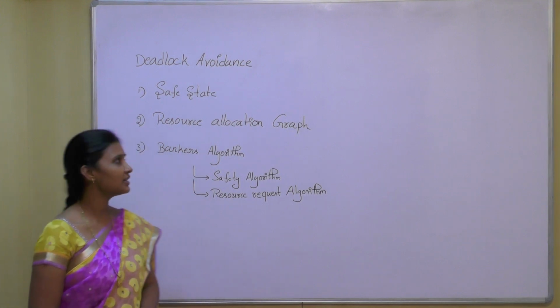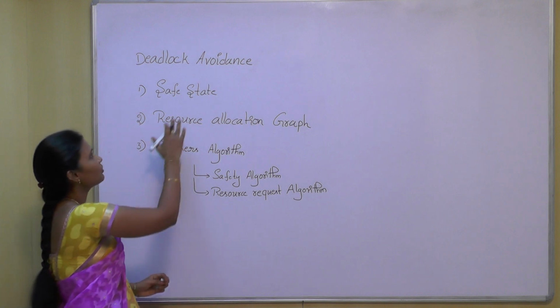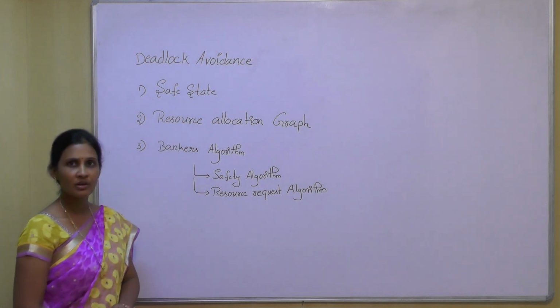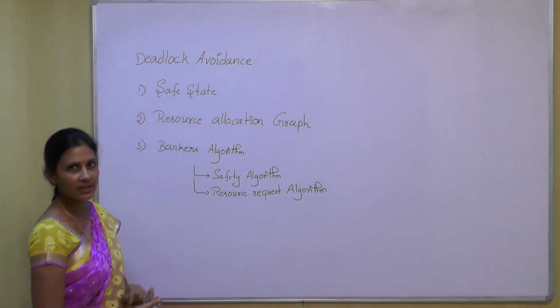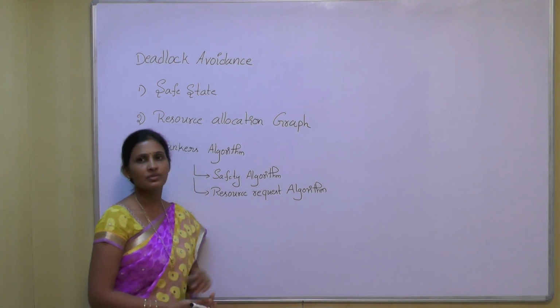Welcome to today's class, Deadlock Avoidance. In Deadlock Avoidance, I will discuss what a safe state is, the resource allocation graph, and the banker's algorithm. In the banker's algorithm, there are the safety algorithm and the resource request algorithm.